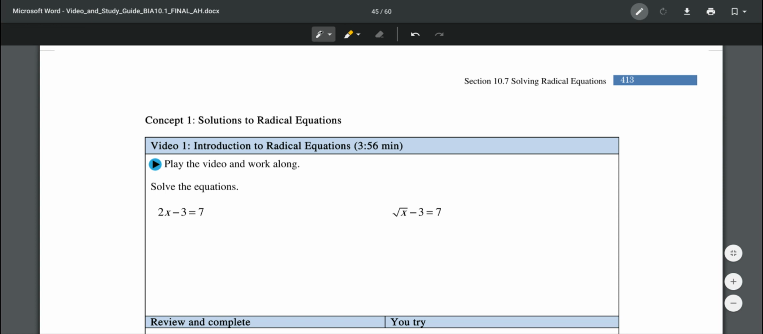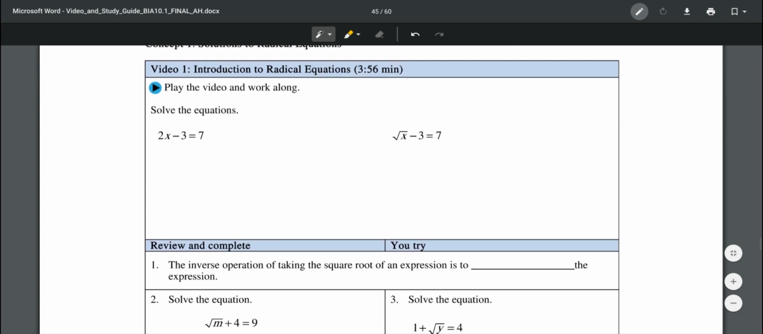Now, in this particular section, as you're working through your ALEKS equations for square root equations, you should not be solving anything bigger than a square root. If you are asked to solve an equation that has a cube root in it, please notify me so I can go in and check on that.